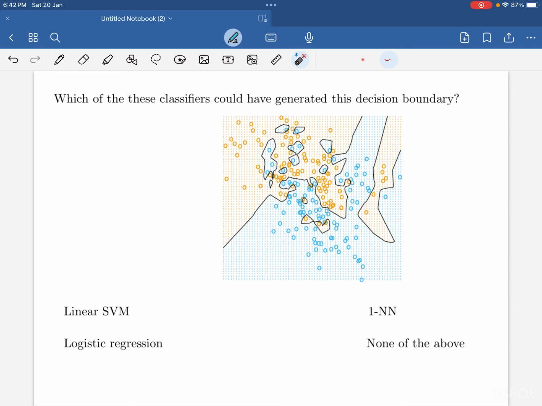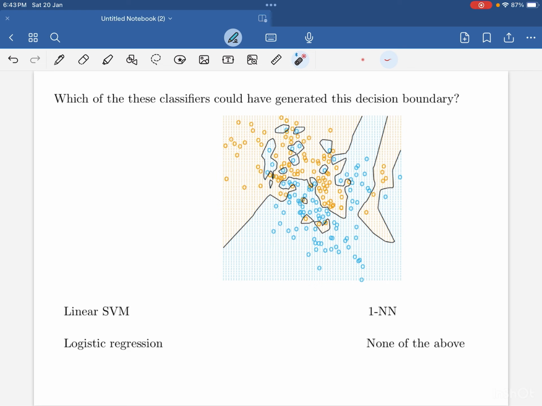Do you think that a linear SVM, support vector machine, would be able to give you this kind of decision boundary? You see the decision boundary is very complex, right? It is complex, but you see that all these decision boundaries are in the form of, you can say, islands.